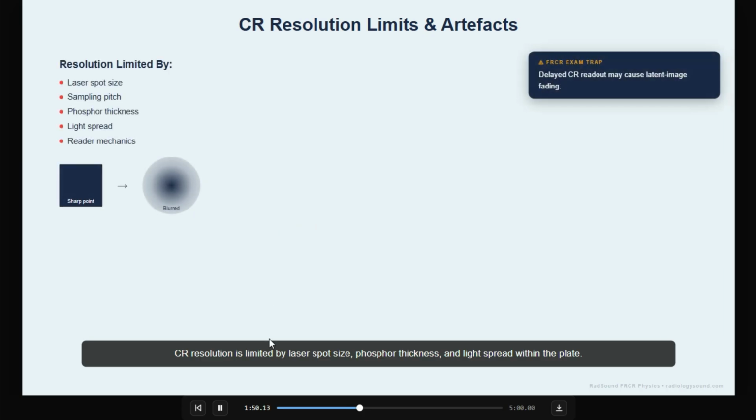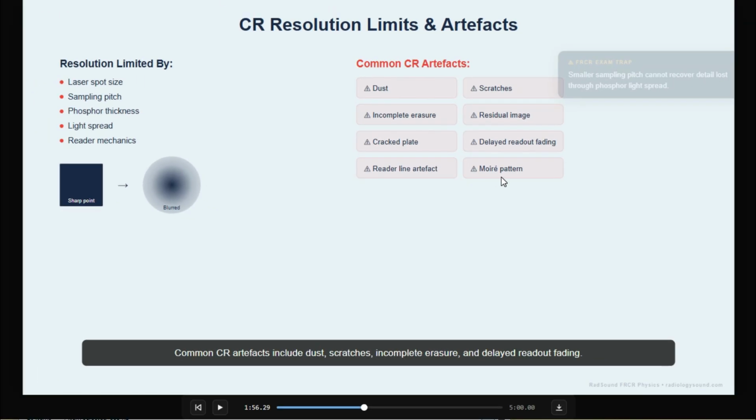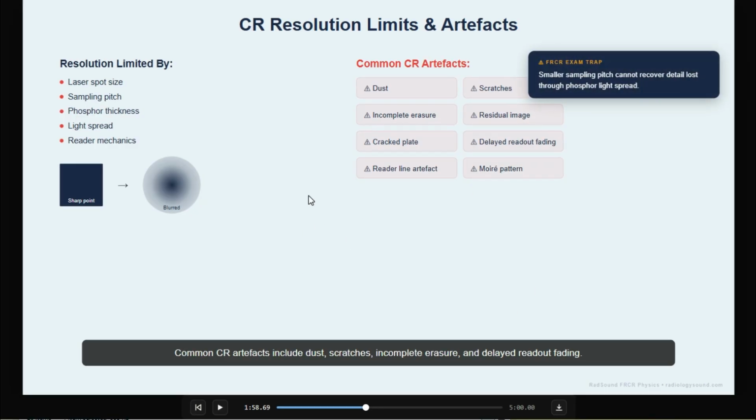If we get an image, there can be problems; the resolution depends on the laser spot size, the sampling pitch, and the phosphor thickness. If the phosphor is very thick, the image will be blurry. A thin phosphor might give better resolution. Light spread might lead to reflection, which decreases spatial resolution, and there are other artifacts such as ghost image from reader line artifact, moire pattern like wavy lines across the image, and others. So these are the defects or artifacts that might happen while using computerized radiography.